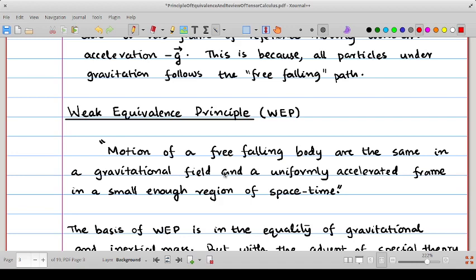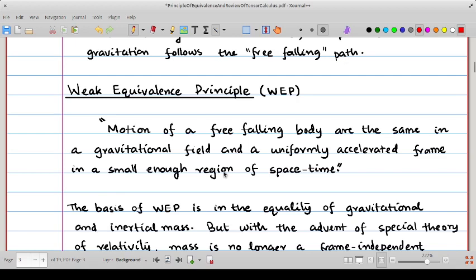That is, the observer should make only local observations. He should not go far from the point at which he is making observation. If he does that, he will see that the gravitational acceleration at different spatial points and at different times are different, and therefore he will be able to distinguish the gravity field from a uniformly accelerating frame, the effect of a uniformly accelerated frame.